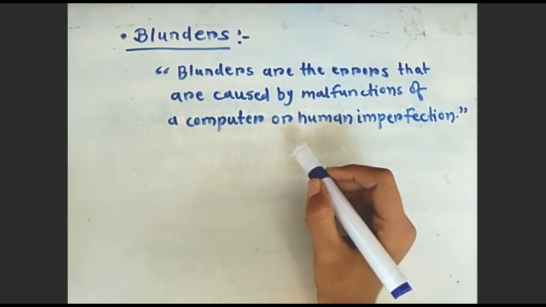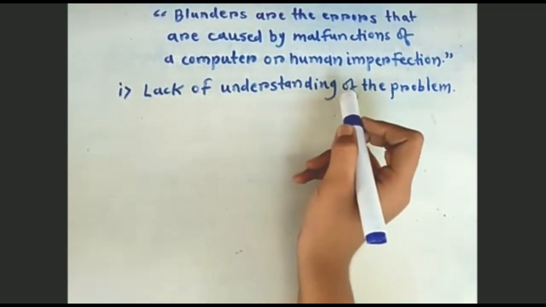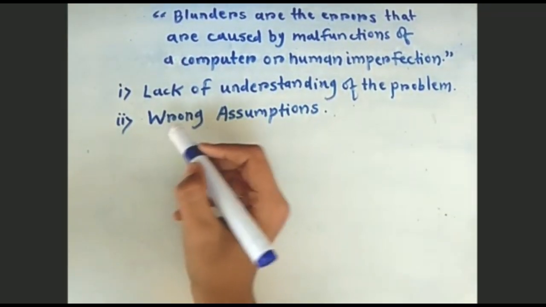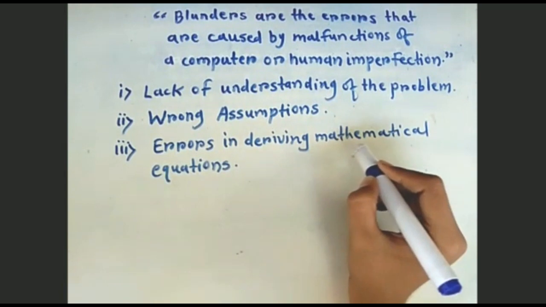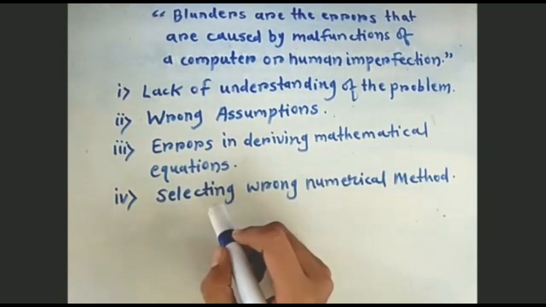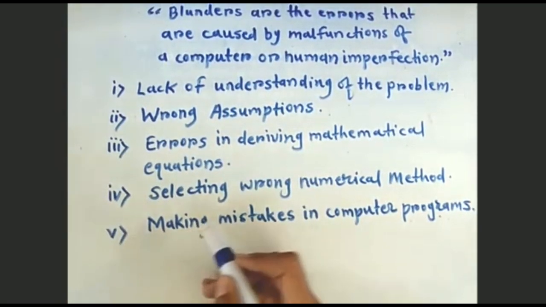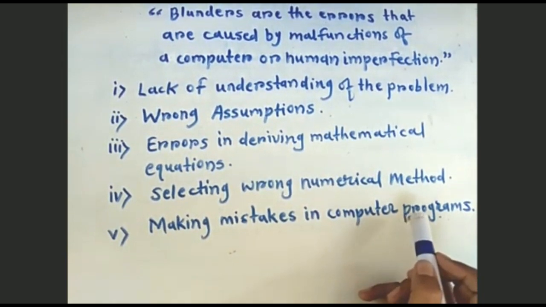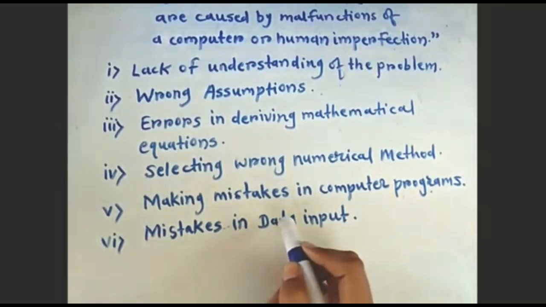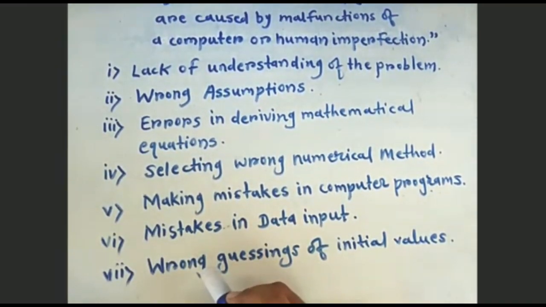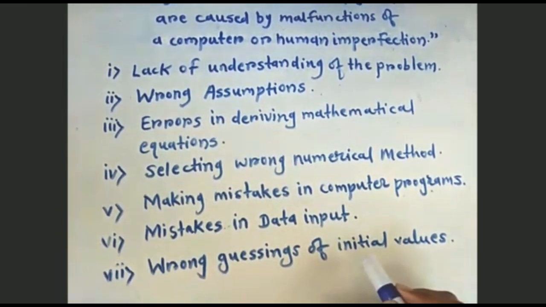Some common types of errors are as follows. First, lack of understanding of the problem. Second, wrong assumptions. Third, errors in deriving mathematical equations. Fourth, selecting the wrong numerical method. Making mistakes in computer programs, that is fifth. Sixth, mistakes in data input. And last but not least, seventh, wrong guessing of initial values.